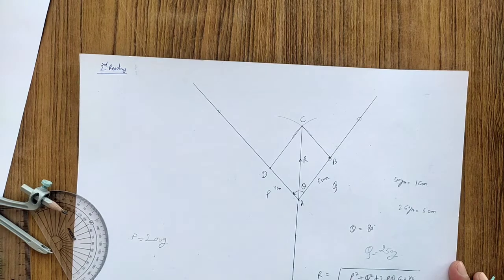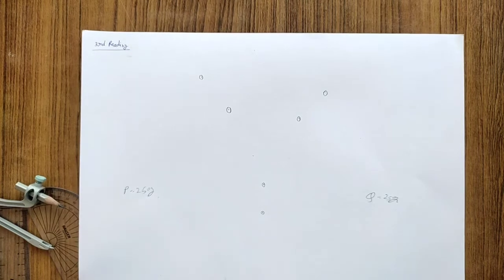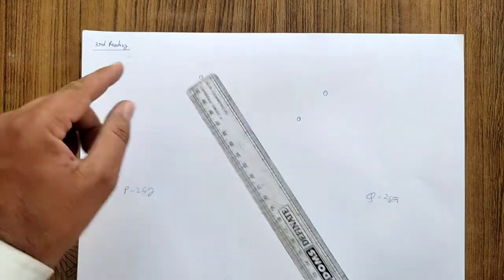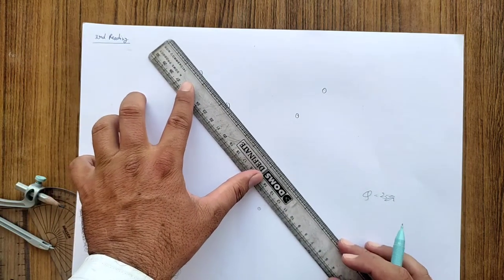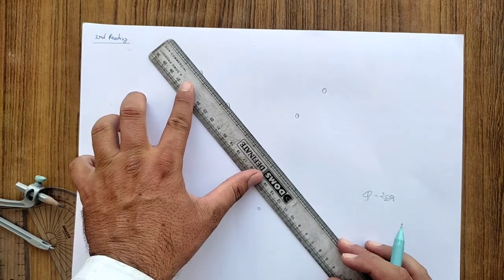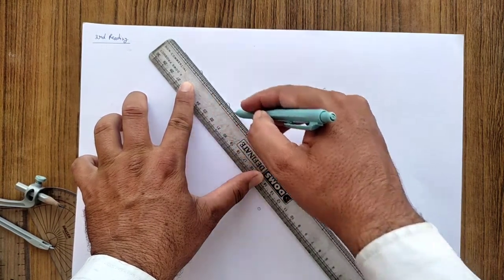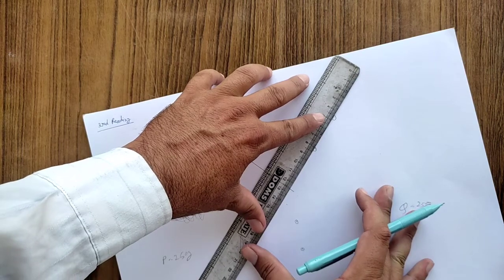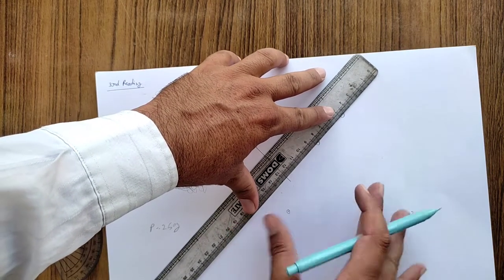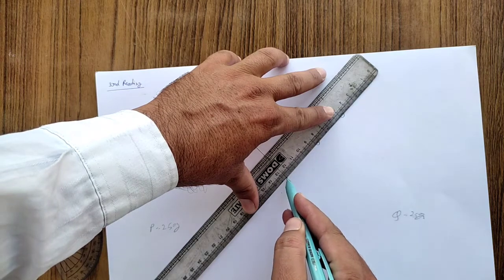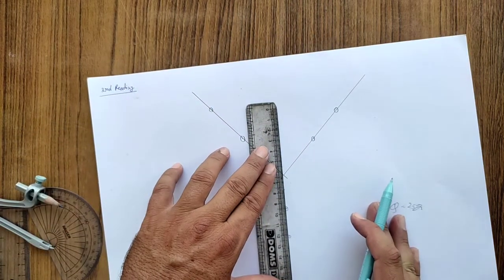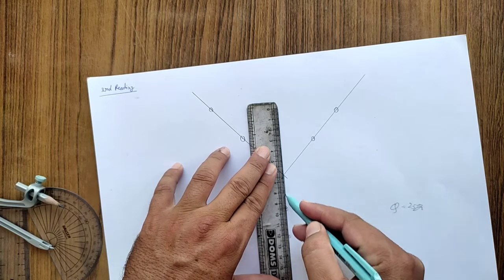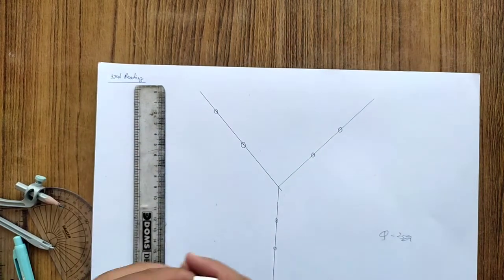Now P is here, I will put the values later on. Now I am taking the third reading. Now I am taking the third reading's drawing sheet. So joining the points carefully. And also joining these 2 points. And join the rest of the 2 points. Now remove the extra lines.